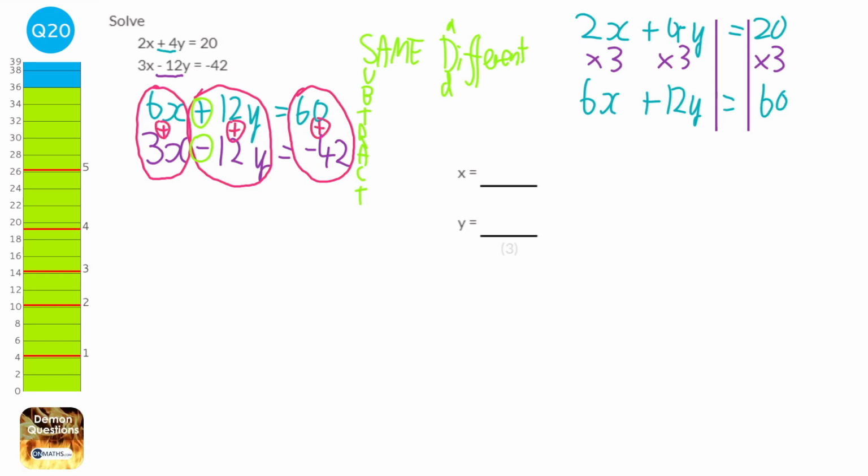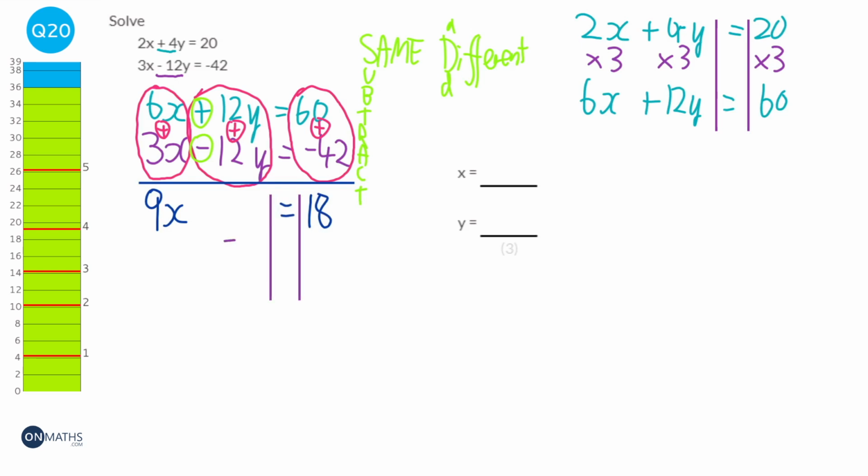And we're going to find the sum of these. So 6x plus 3x is 9x. 12y plus minus, which is just a minus, so it's 12y minus 12y is 0, which was the whole point of adding, to get rid of those y's. And then 60 plus minus, which just means minus 42, which is going to be 18. Then we just quickly solve that by dividing both sides by 9. And we get x equal to 3, or 2 even. So x is equal to 2.